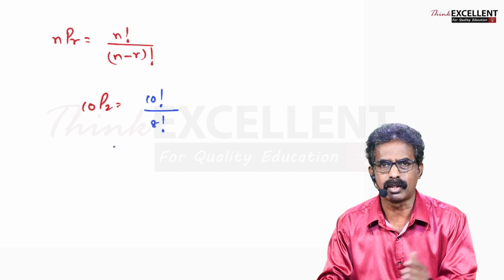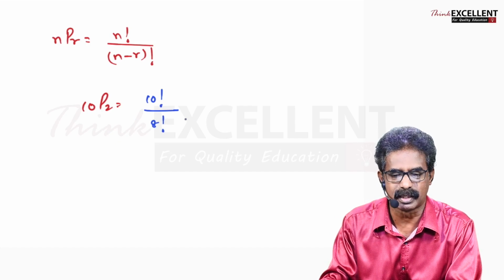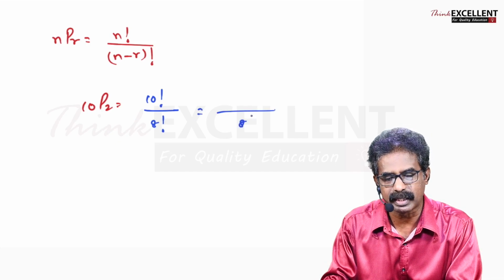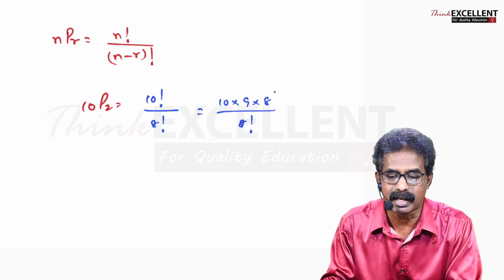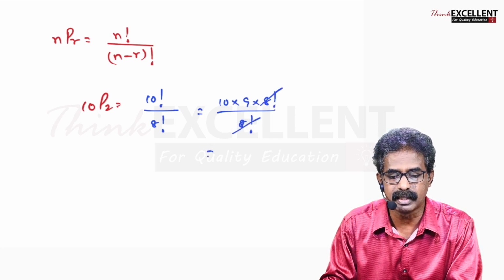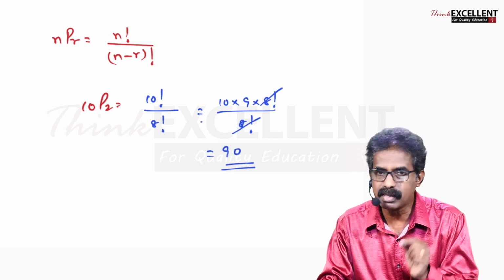It can be simplified, right? 10 factorial is 1 into 2 into 3, but no need. If you are thorough with factorials, you can go for the shortcut method. Denominator 8 factorial, as it is. Numerator 10 factorial is 10 into 9 into 8 factorial. 8 factorial cancels, 10 into 9, your answer is 90.